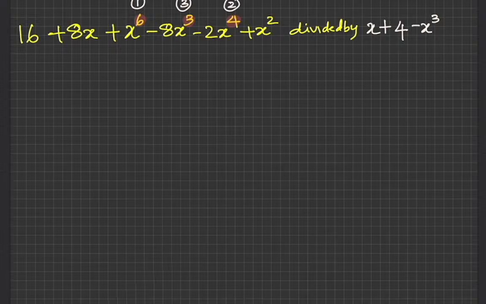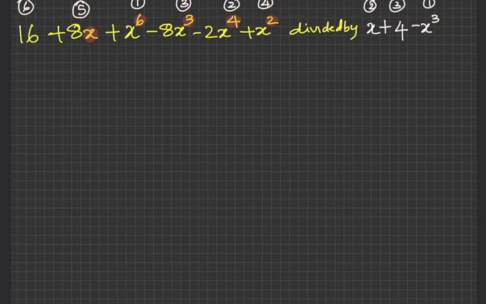And then I have x to the power 2. So this becomes my fourth term. And then x to the power 1. So this is my fifth term. And then this is my sixth term, the constant. And in the divisor, this becomes my first term over here. This becomes my second term. This becomes my third term.